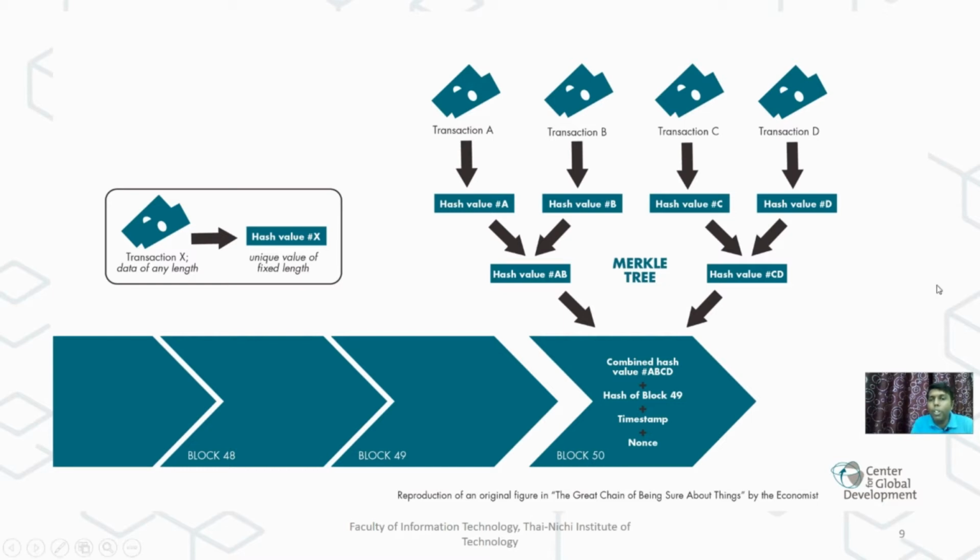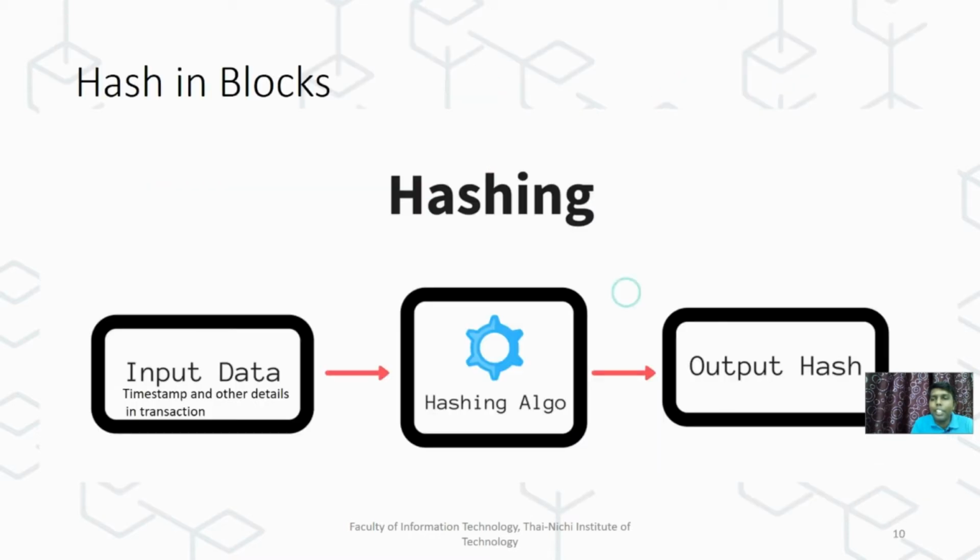So this is how the hash value A and B gets combined to form the hash value AB, and then we have the combination of hash value C and D to form the hash of CD. So then AB and CD will form a combined hash. So like this it will form a tree. This tree structure is called Merkle tree, and the root of this Merkle tree is the Merkle root which is present in any block in a blockchain. So this is how a block chain gets created.